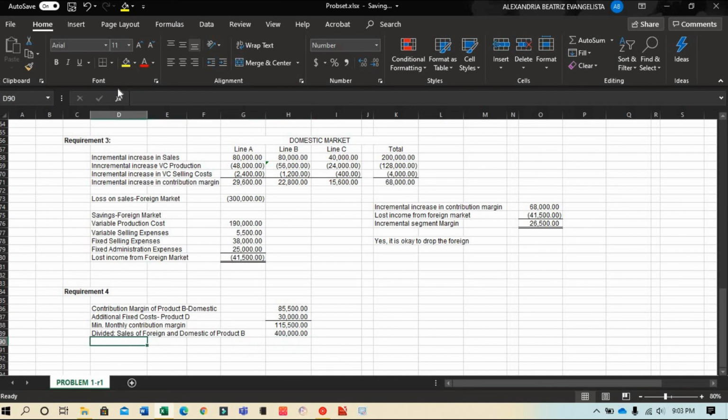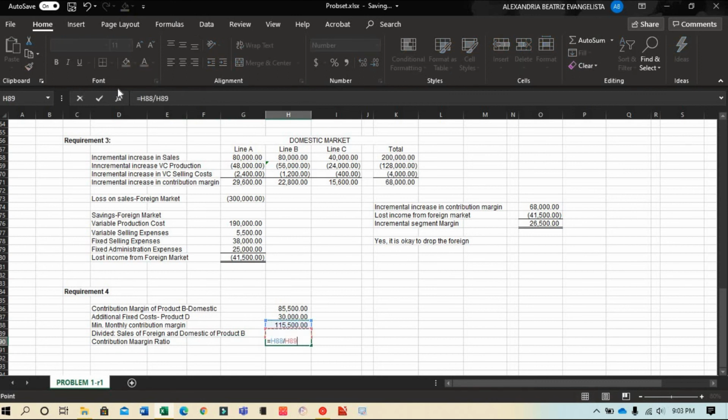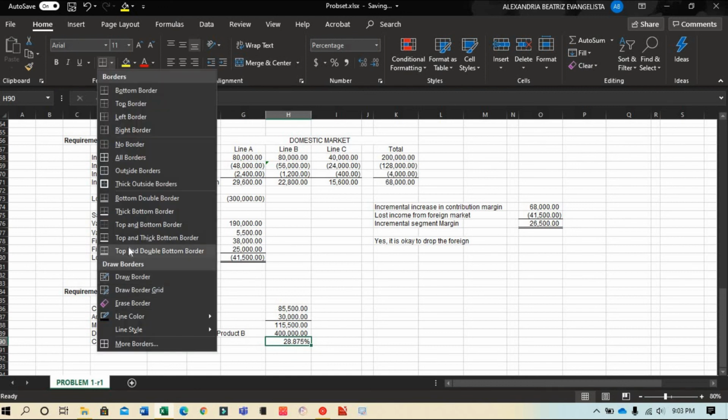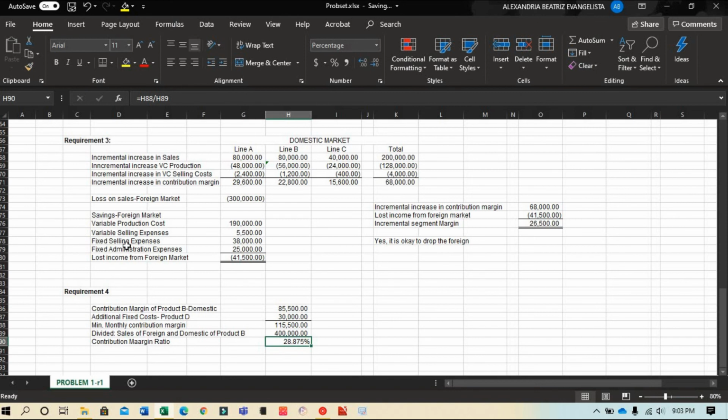So the contribution margin ratio is this one. There you go. 28.875%. That is the contribution margin ratio. But if you want to know the dollar amount, that is 15,500. So that's all for problem 1.